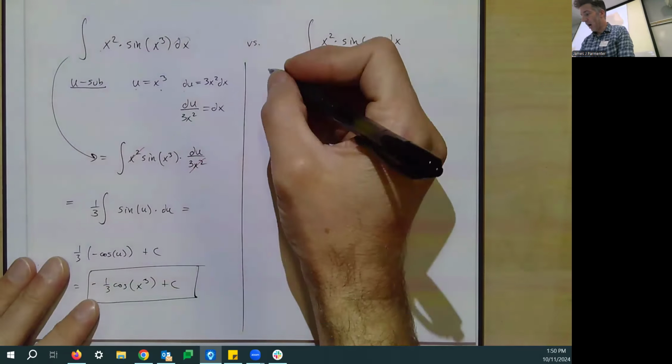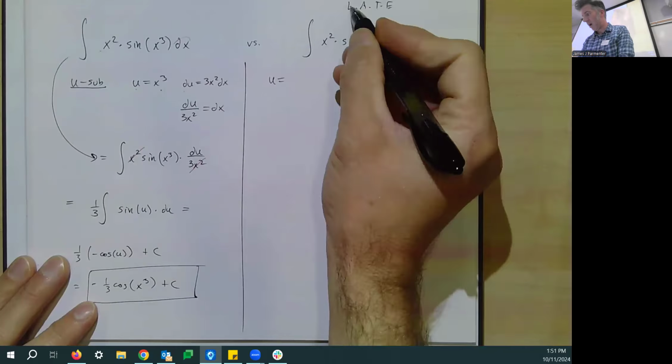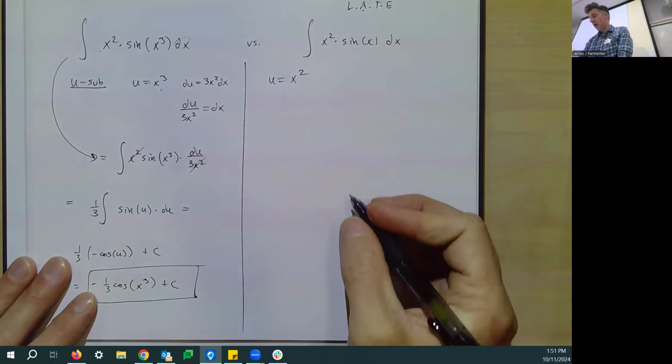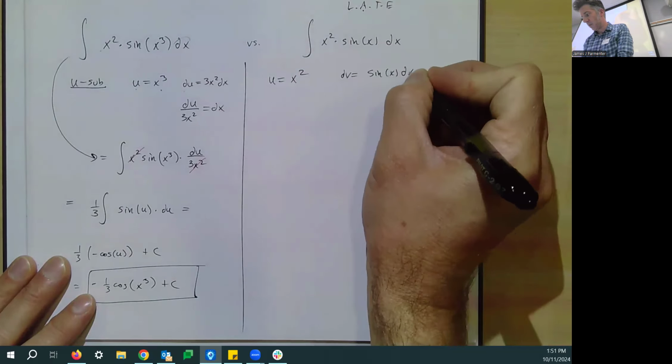So here, I'm going to pick u equal to, let's see, LATE. I don't have a log, but I do have a power of x. I'm going to pick u equal to that power of x. And then my dv has to be the entire rest. A dx should be there.